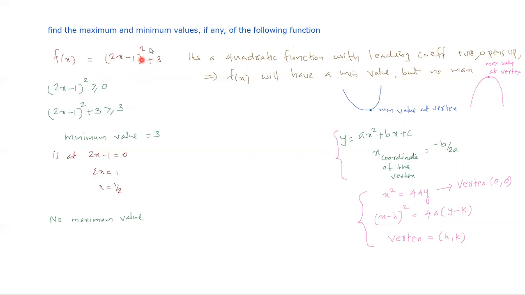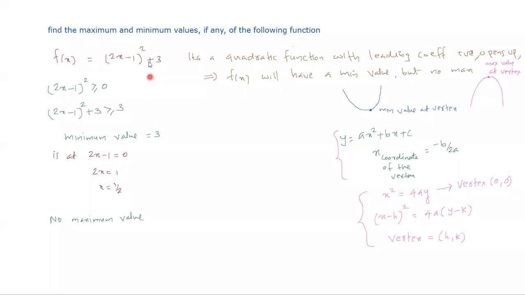(2x − 1) the whole square is always greater than or equal to 0. So (2x − 1) the whole square plus 3 is always greater than or equal to 3. That means minimum value is 3. And when will we get that 3? 2x − 1 should be 0, only then we get 3. So 2x − 1 is equal to 0. That means 2x is equal to 1, x is equal to 1 by 2. And there is no maximum value because as x values are increasing, this f(x) value will increase and increase and increase like that.